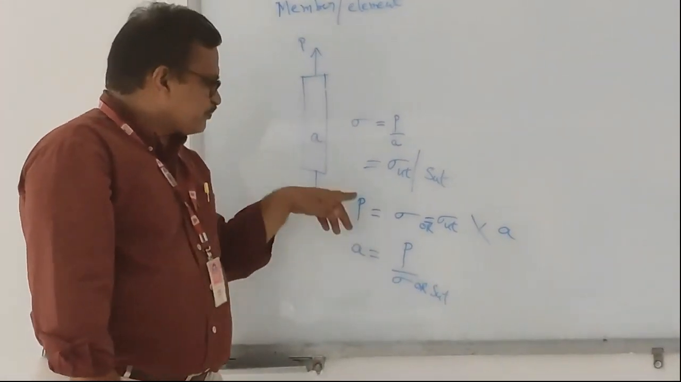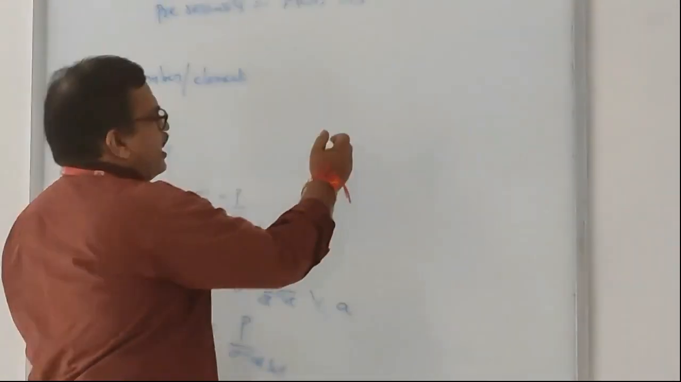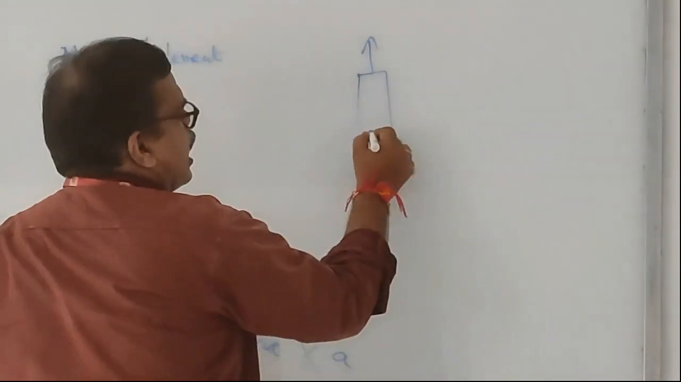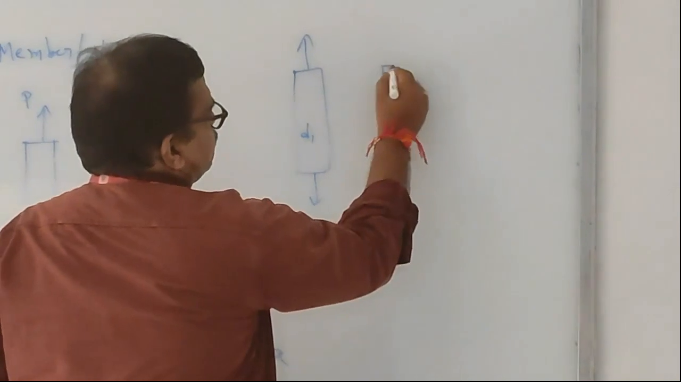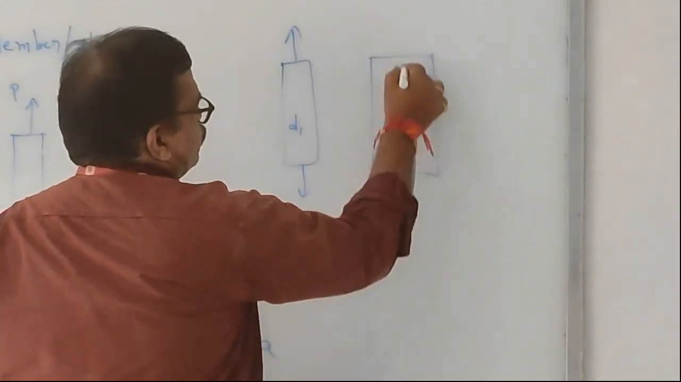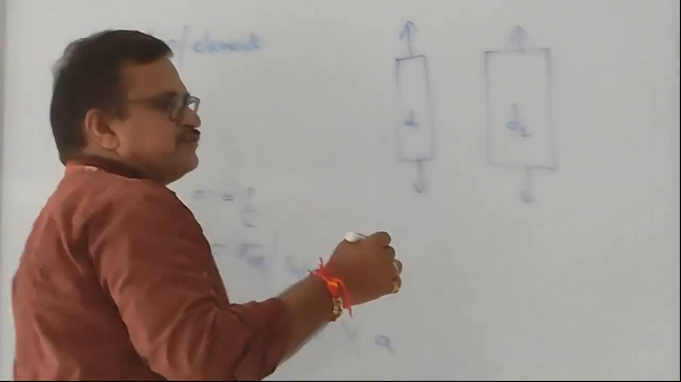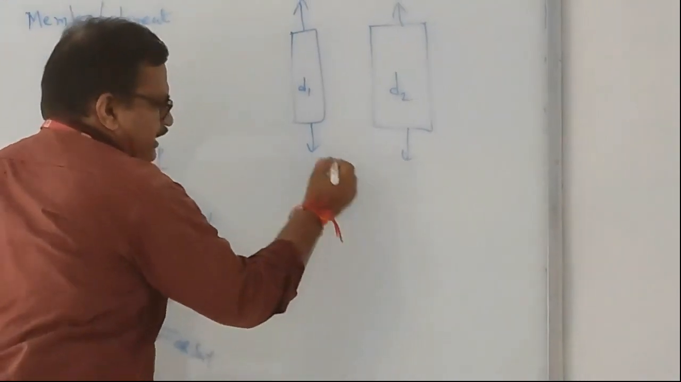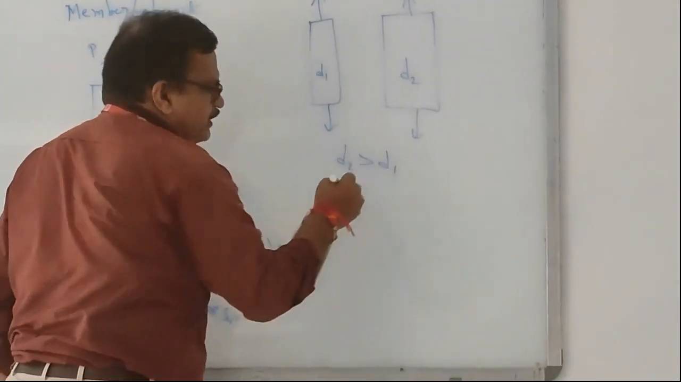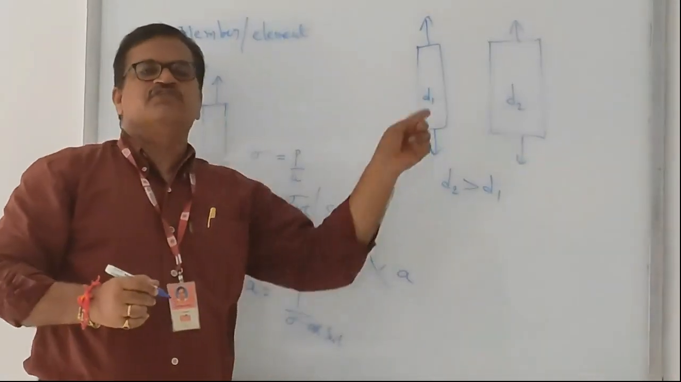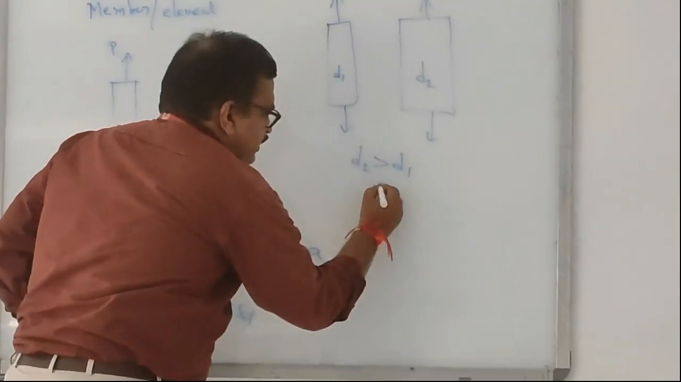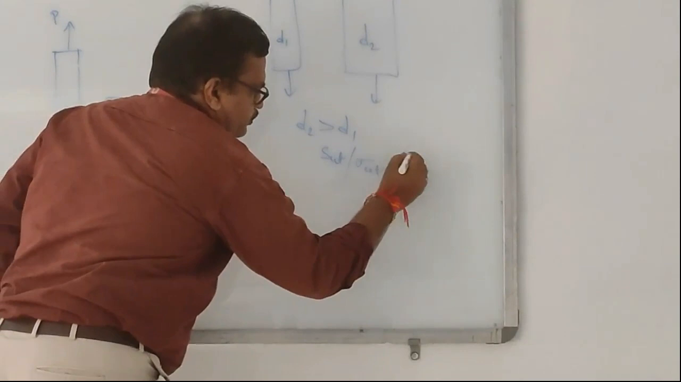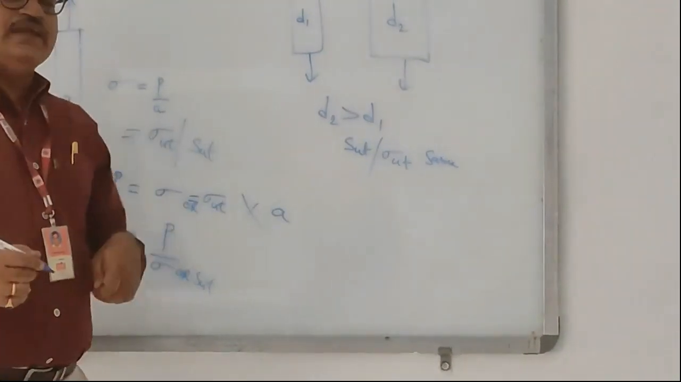Suppose there are two bars: bar 1 of diameter D1, and another bar of diameter D2. Both are subjected to a tensile load. From the diagram we can very clearly identify that D2 is greater than D1. But both are made of the same material. That means the SUT, or sigma ut, is the same. But D2 is greater than D1.